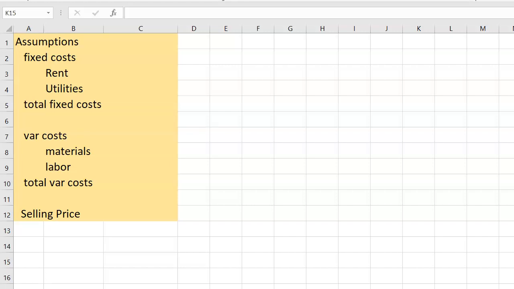Okay, in this video, we're going to take a real quick look at how we would do break-even analysis in Excel. You'll notice I've set up in my usual fashion an area for assumptions. I've kind of shaded them in. So let's do a couple problems and see how simple this is.